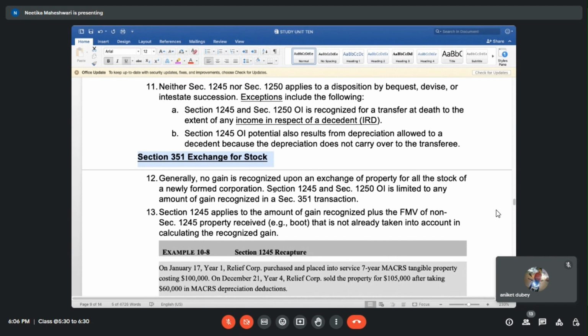and section 1245 and section 1250 ordinary income is limited to any amount of gain recognized in a 351 transaction, which is fine. If there is a transaction which is probably not done at proper fair market value, and it results in any section 351 gain, then we'll have to see whether ordinary income is there or not. But usually there is no gain recognized.